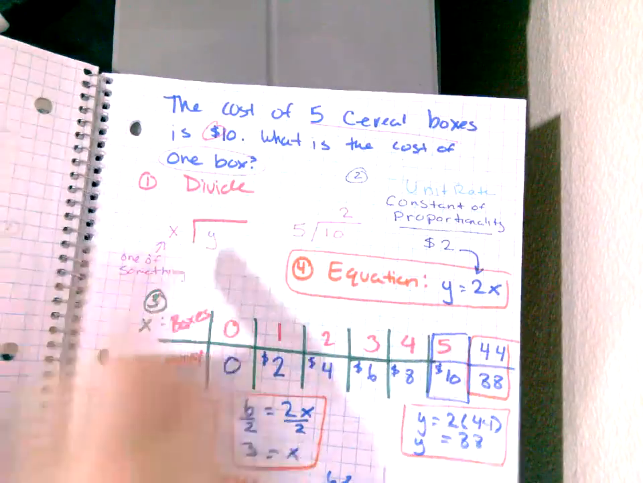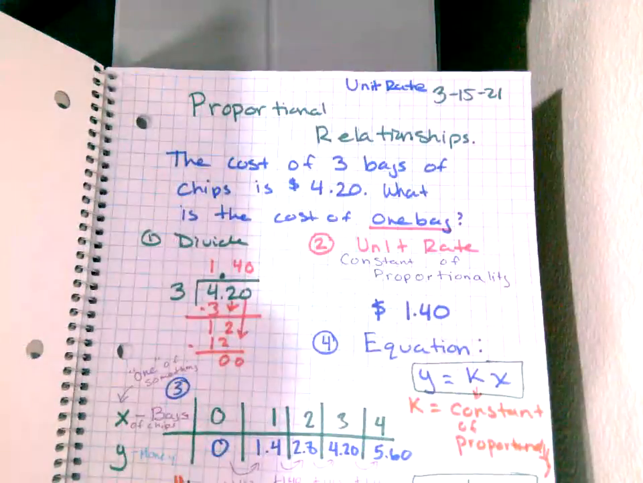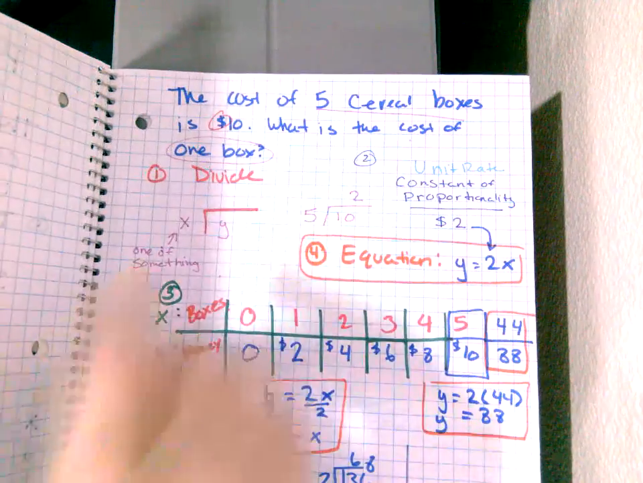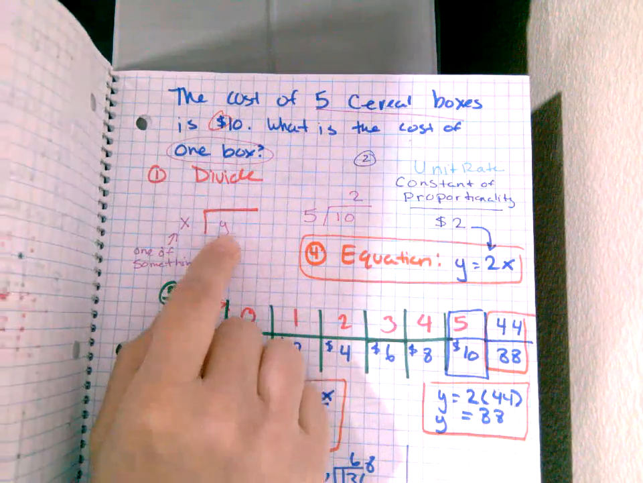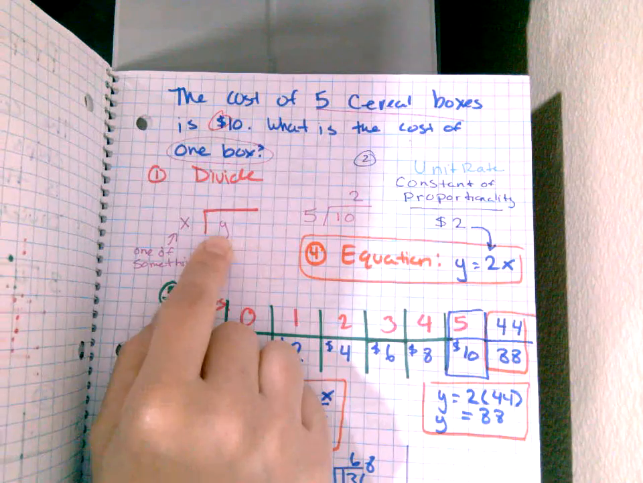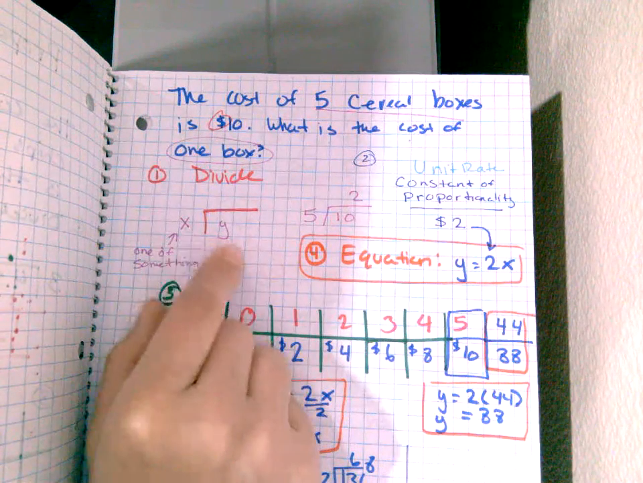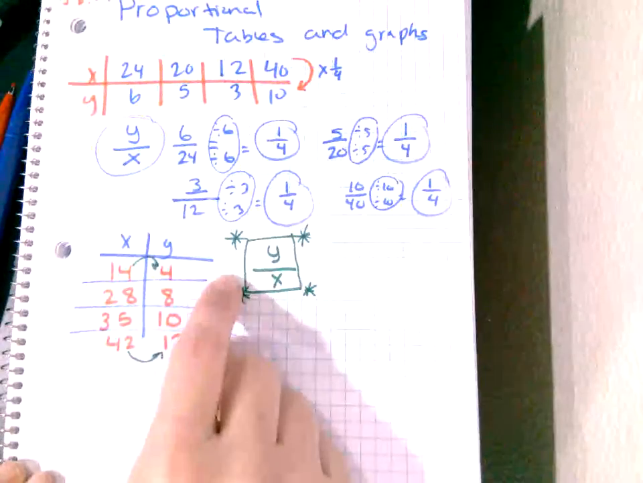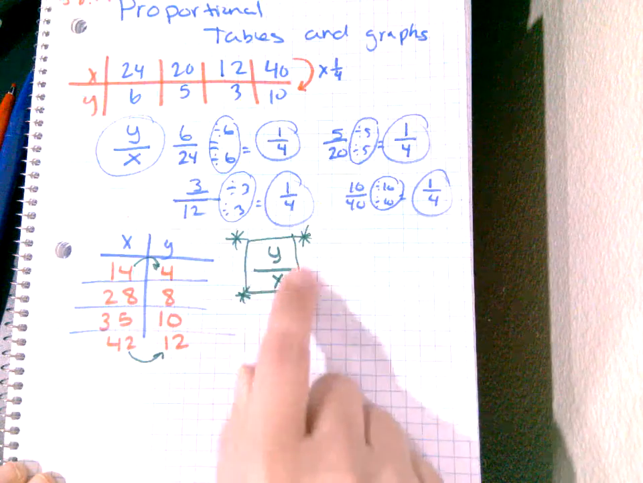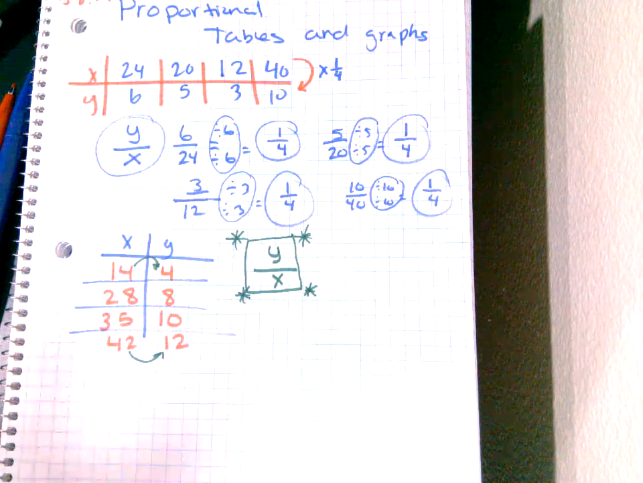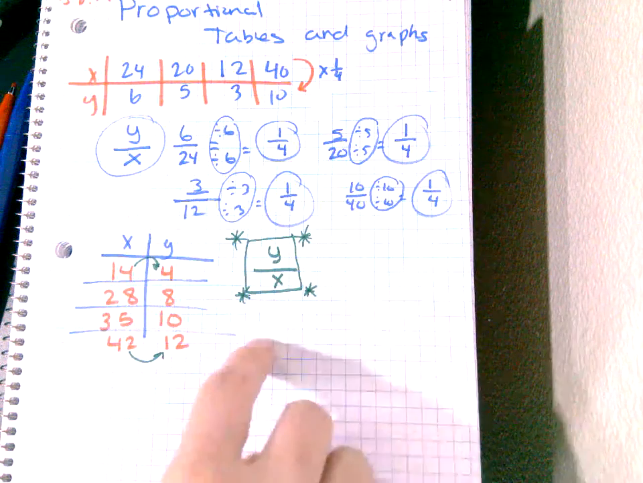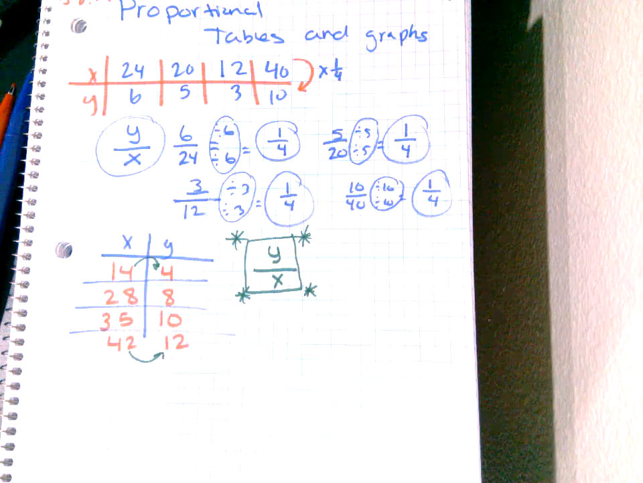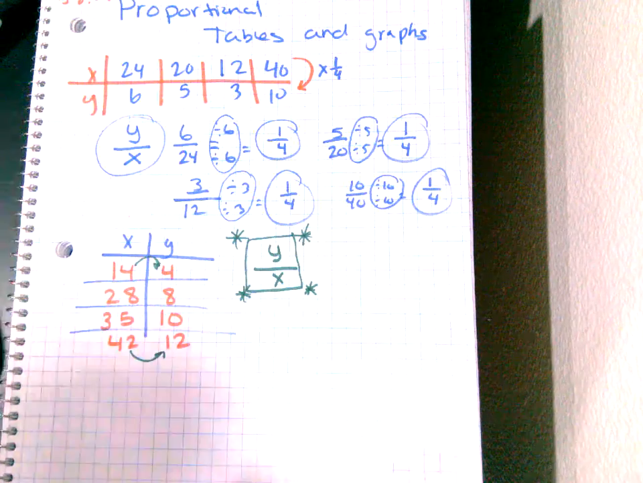Right here. On the first day of proportional relationships, we're just like, what number goes inside the division box? Your y goes inside. What number goes outside? Your x goes outside. Y goes inside, x goes outside. That's why it's y over x. If I were to write this out the old school way, y would go inside, x would be outside in the old division way.